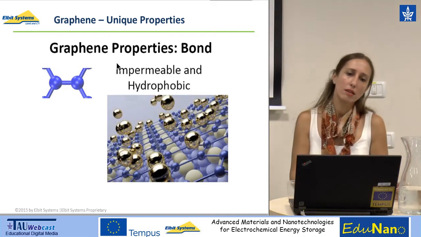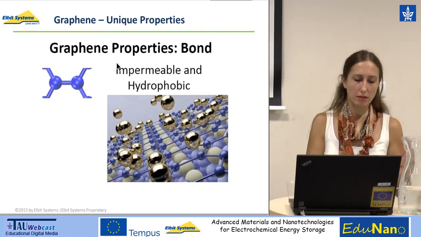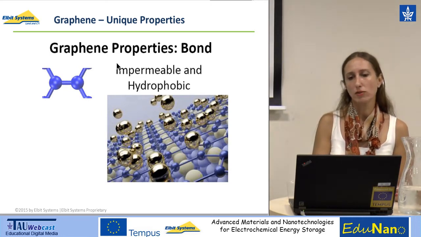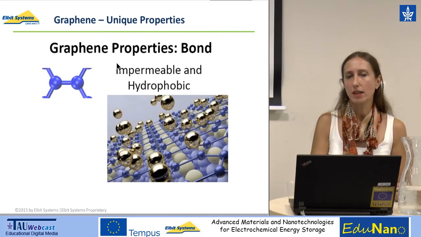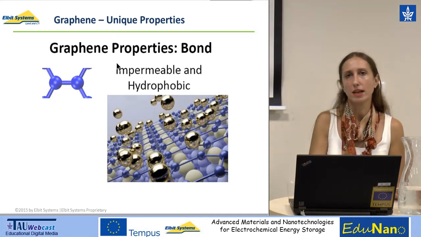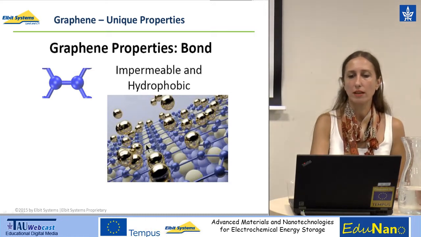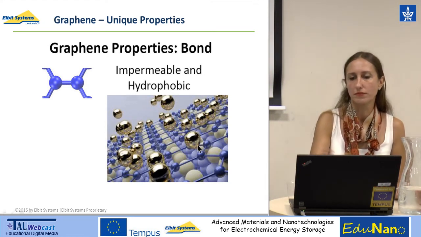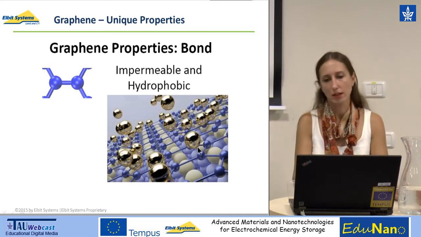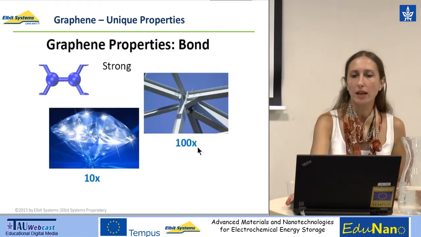Regarding the bonds, the graphene structure consists of carbon atoms which are bonded into pi bonds. In terms of the surface, the graphene sheets are impermeable and hydrophobic. So we are talking about a very high contact angle, as can be shown graphically in this picture, where you can see that the wetting angle of the liquid on the surface of the illustrated hexagonal two-dimensional graphene layer is almost 90 degrees.